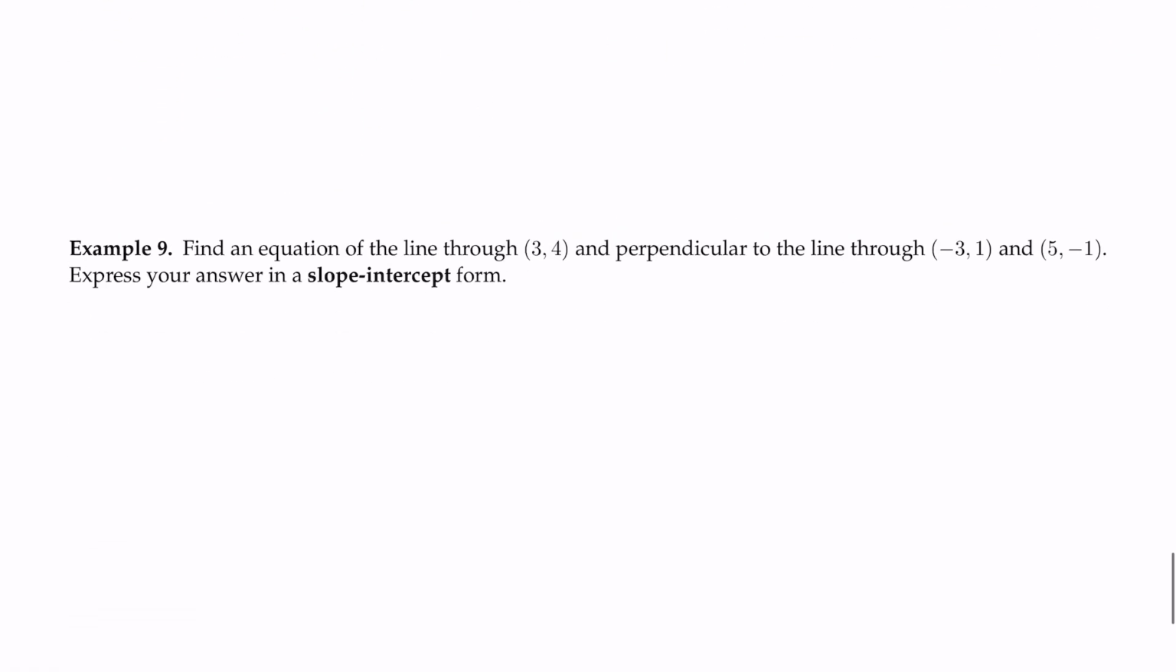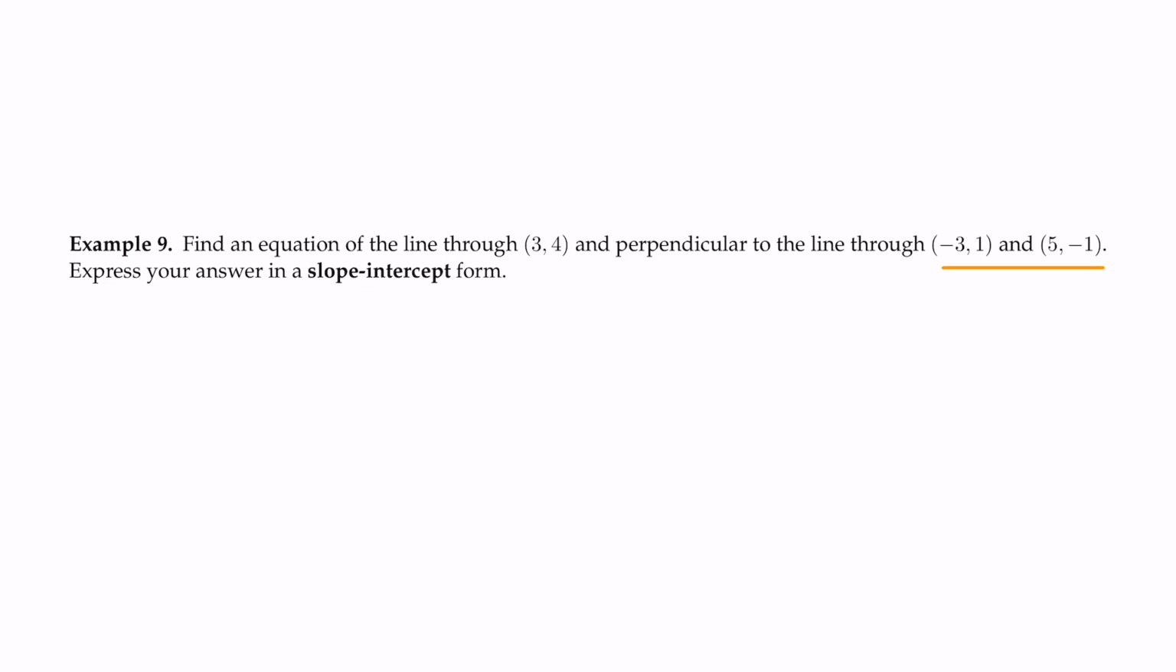All right, number 9. Find an equation of a line through the point 3, 4 perpendicular to the line through these 2 points. Similar to the last example, we need to find the slope of this line going through these 2 points. It's equal to negative 1 minus 1 over 5 minus negative 3. Well, this is negative 2 over positive 8. That gives you negative 1/4.